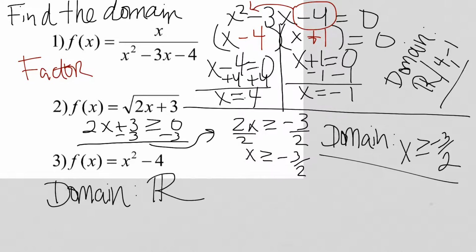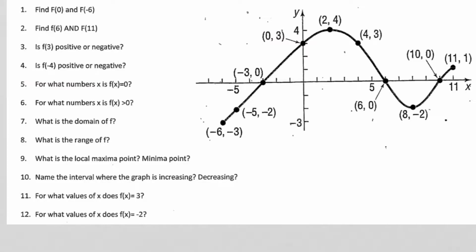And for the last one, number 3 is an easy one. That's our polynomial, our quadratic. I could have anything I like there, so it's all real numbers. All right, the last part of this lesson is looking at a graph that I give you with lots of points on it and answering questions like this on the left-hand side here. So we're going to go through these as best as we can. Then there's another example that you're going to try yourself and see if you can get the answers.